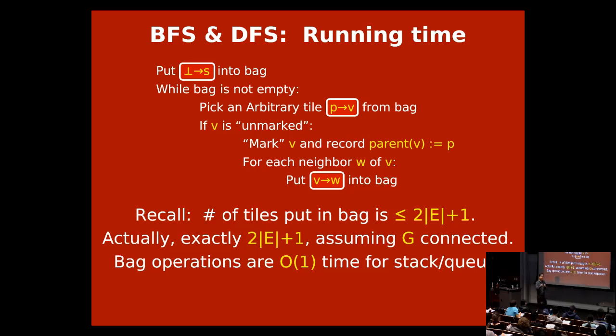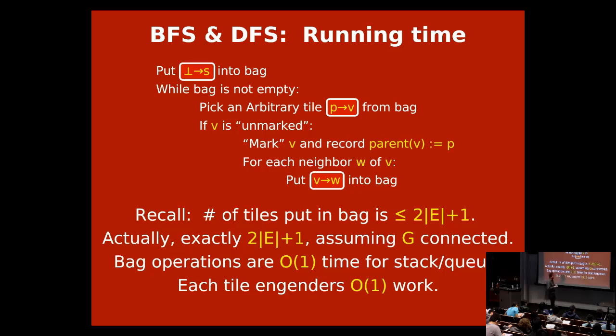And it's not hard to see that putting something into a stack takes order of 1 time. You just add it to an array. Taking the top thing off the stack is also order 1 time. And similarly for a queue, you just have to hook it up at the beginning or the end of the linked list. So these underspecified things, pick a tile and put a tile, they just take order 1 time.